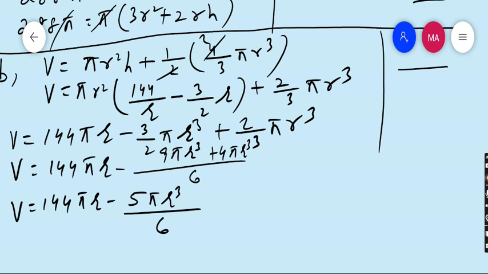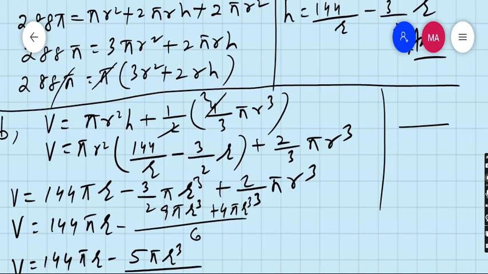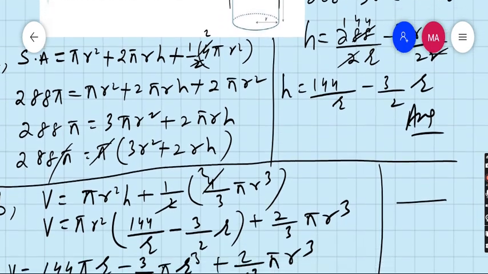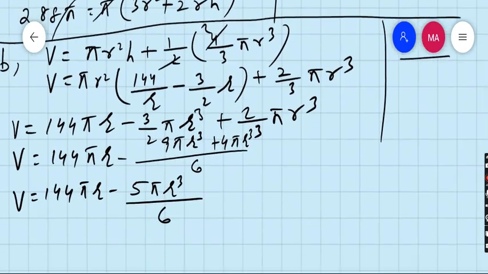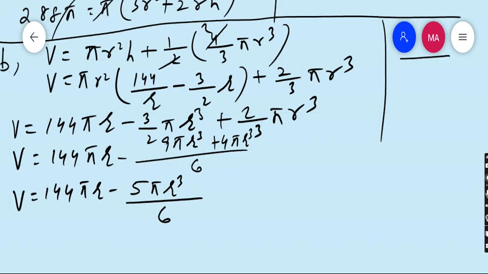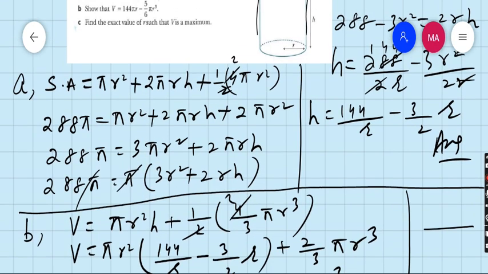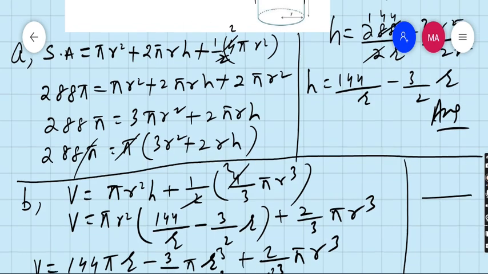I want to check what is the requirement of the question. 144πr minus 5 upon 6 πr³. 100% correct. Credit goes to me. Yes. Part C. Find the exact value of r such that V is maximum.